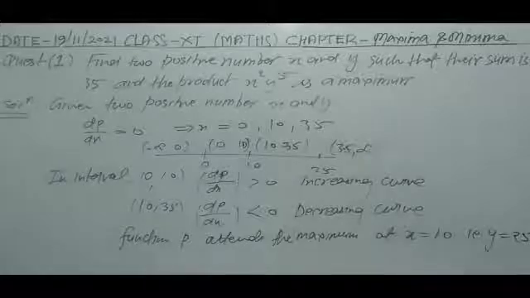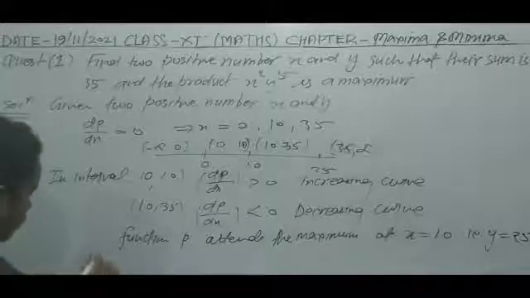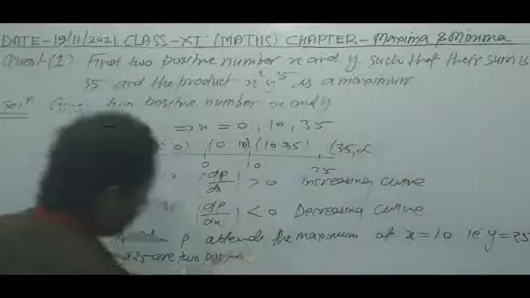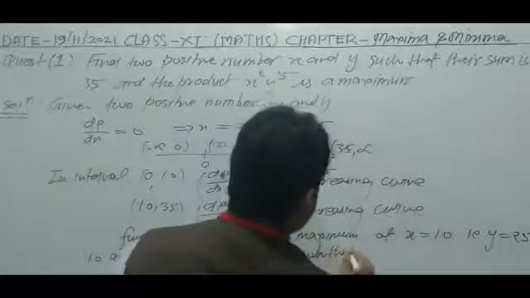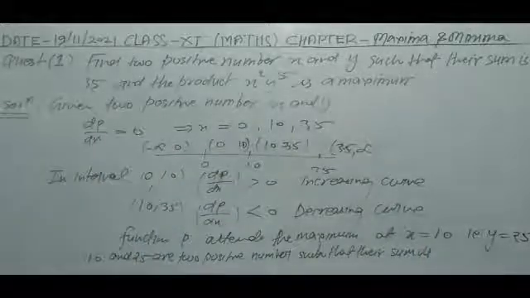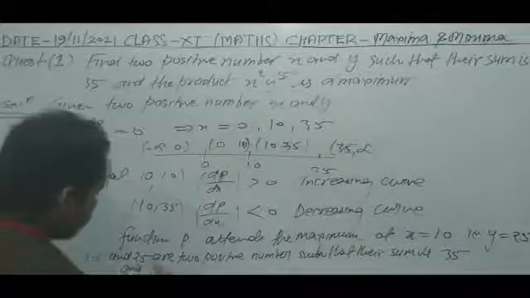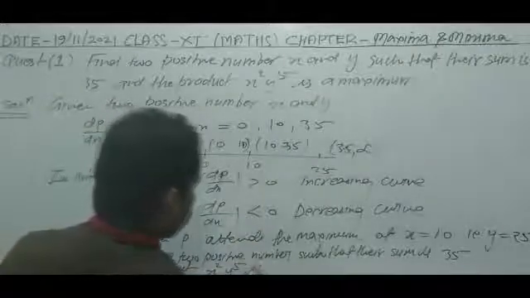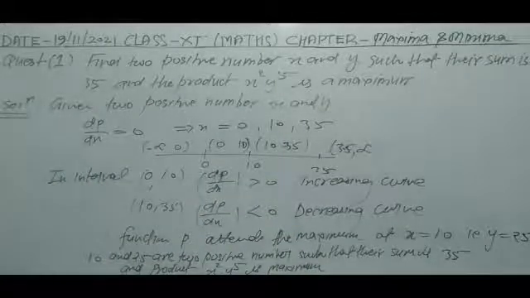So we have to find two positive numbers. Therefore, 10 and 25 are two positive numbers such that their sum is 35 and the product x square y to the power 5 is maximum. Now this is our question.